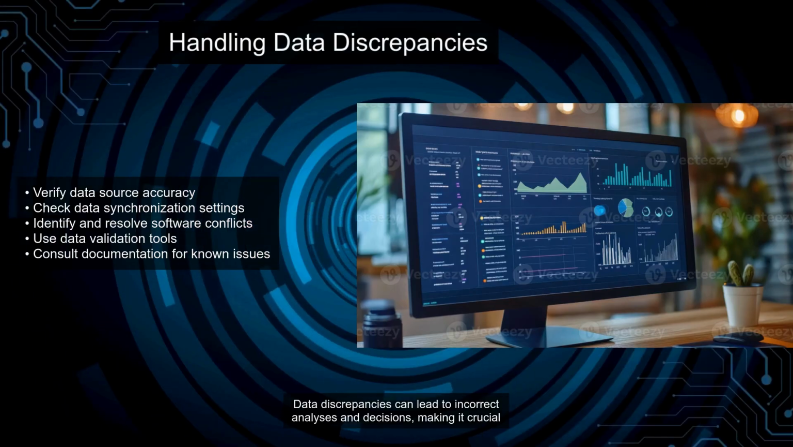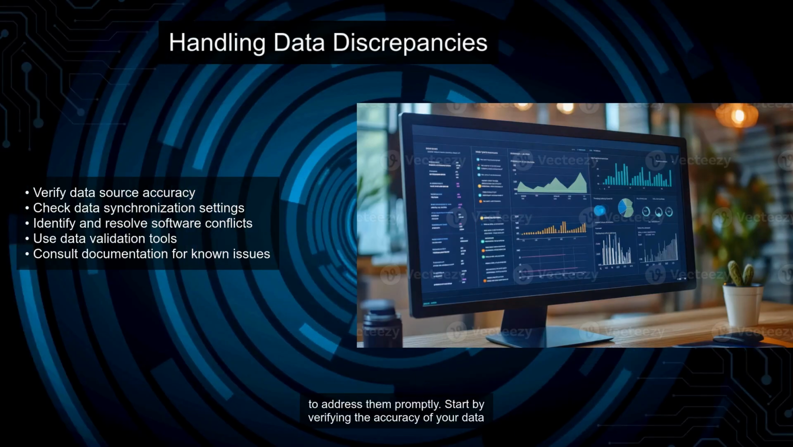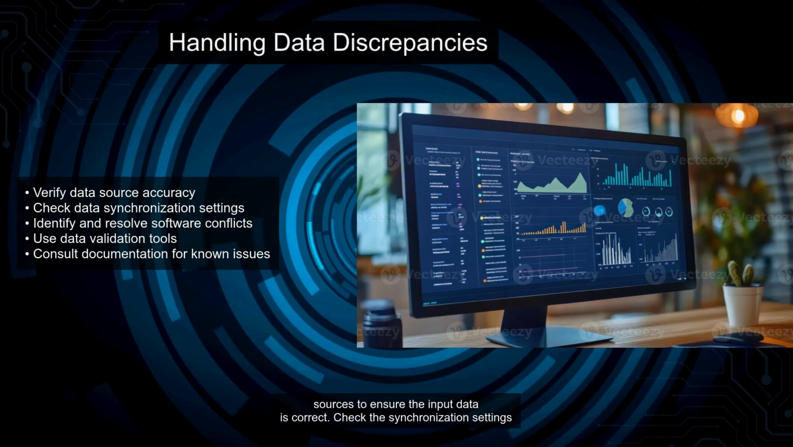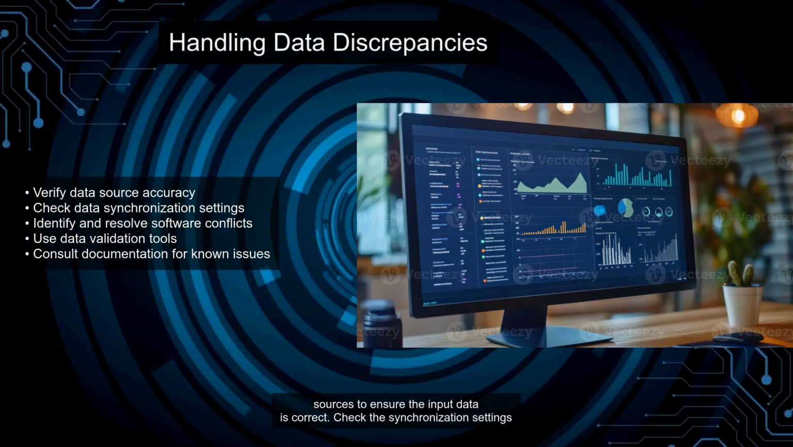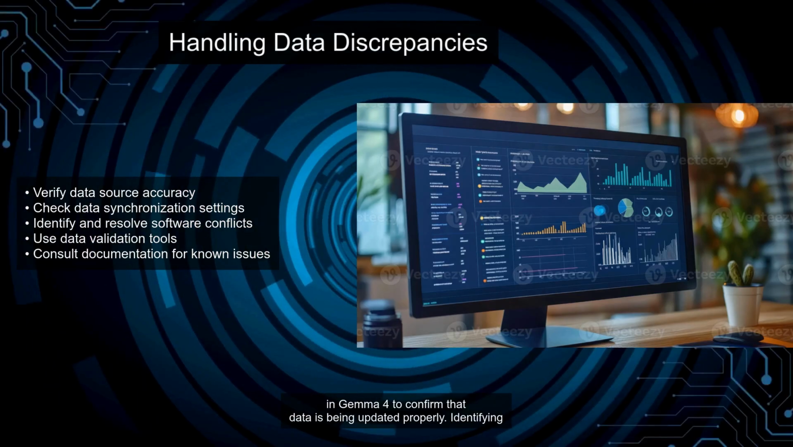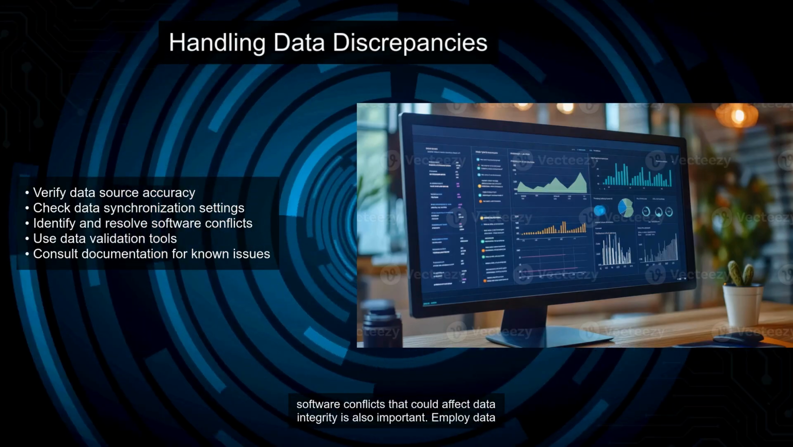Data discrepancies can lead to incorrect analyses and decisions, making it crucial to address them promptly. Start by verifying the accuracy of your data sources to ensure the input data is correct. Check the synchronization settings in Gemma 4 to confirm that data is being updated properly. Identifying software conflicts that could affect data integrity is also important.